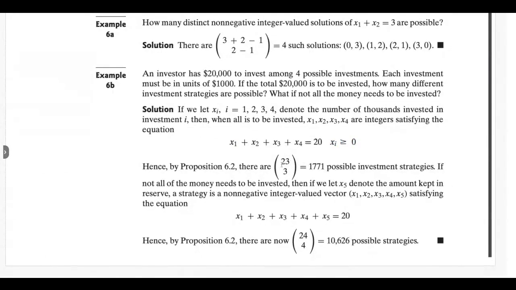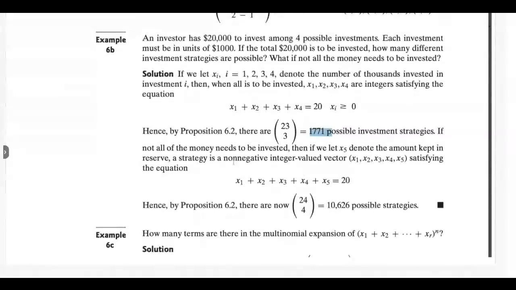So that's proposition 6.2. Okay. So we have 20 plus 4 minus 1, which is 23. And then we have 4 minus 1, which is 3. So out of 23, choose 3. You can do the calculation. It's just 1,771 possible investment strategies.